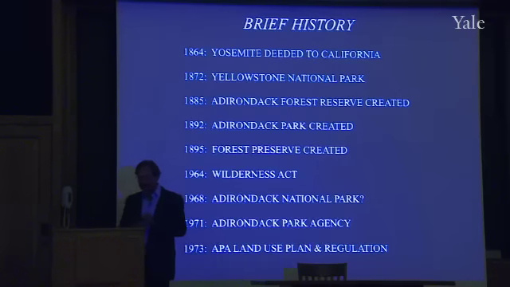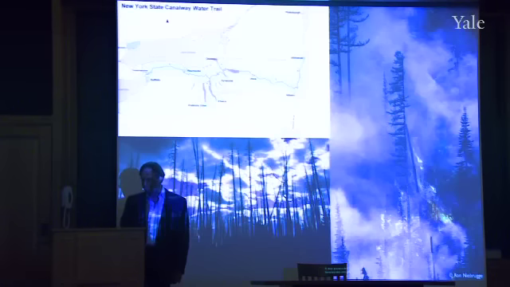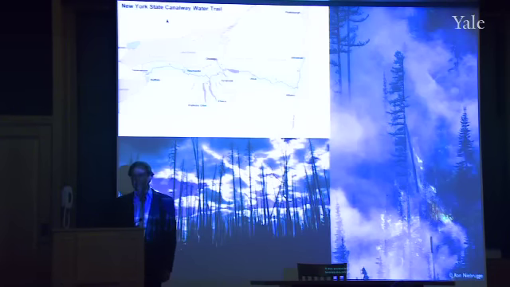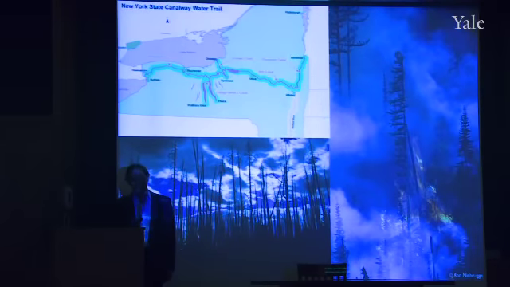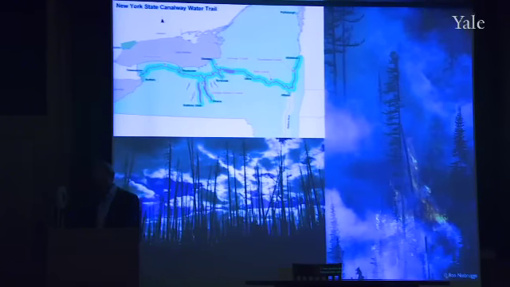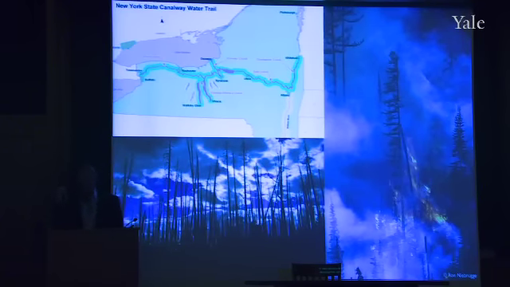And then by 1973, the Adirondack Park Agency land use plan and regulation went into effect, and this really will be the topic of the discussion today. Thinking about the forces that lay behind the development of the statute, you might consider the Erie Canal. The Erie Canal runs from the eastern side of New York all the way to the western edge.